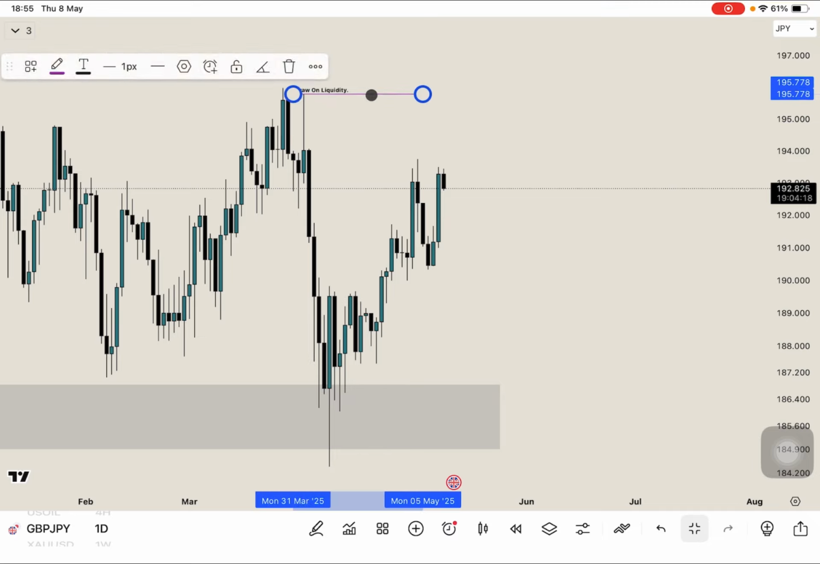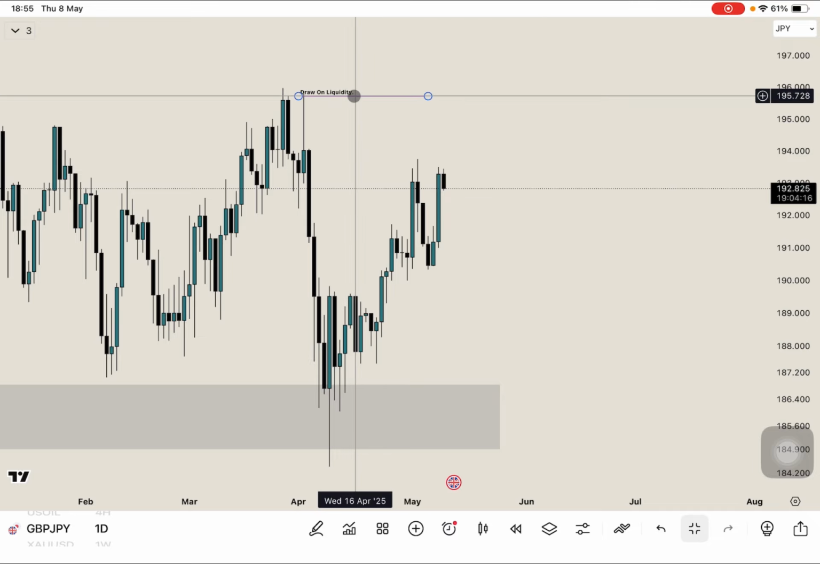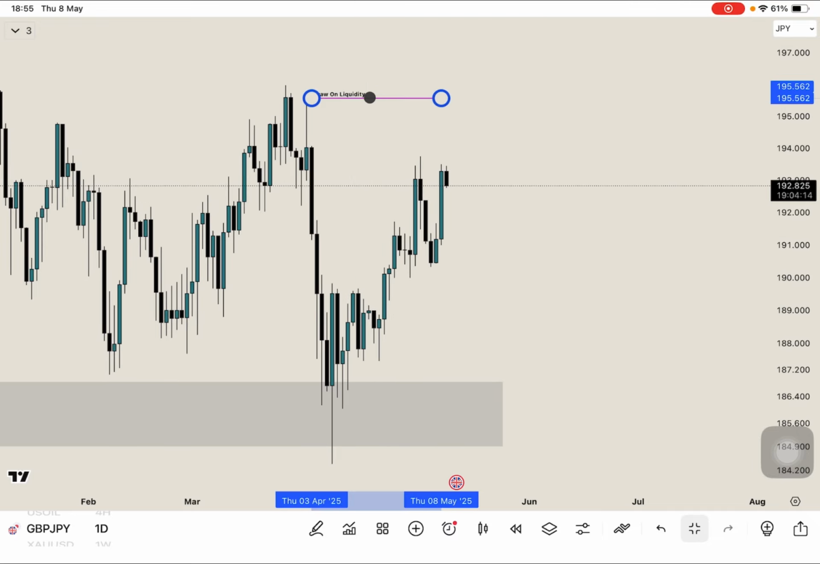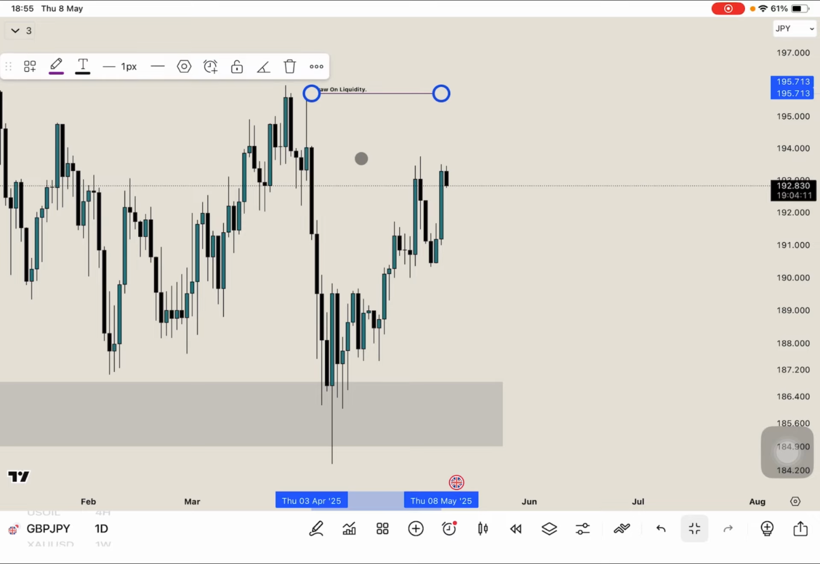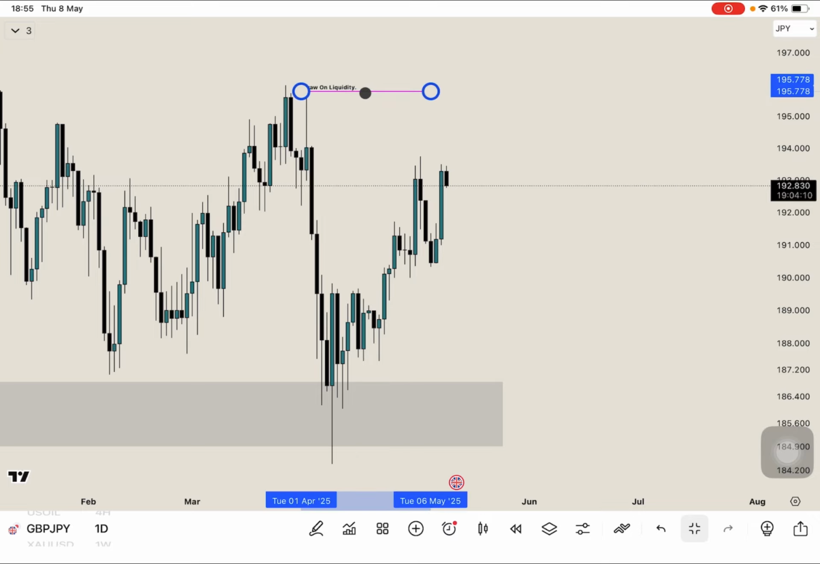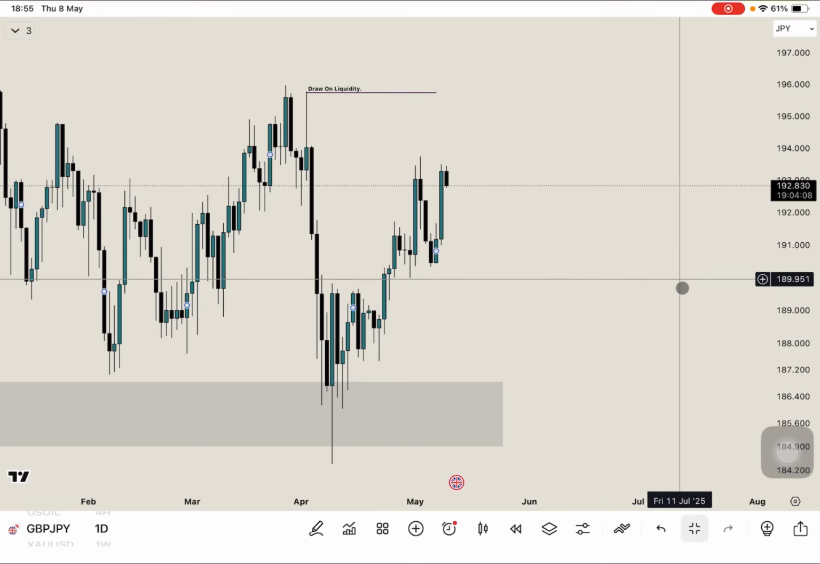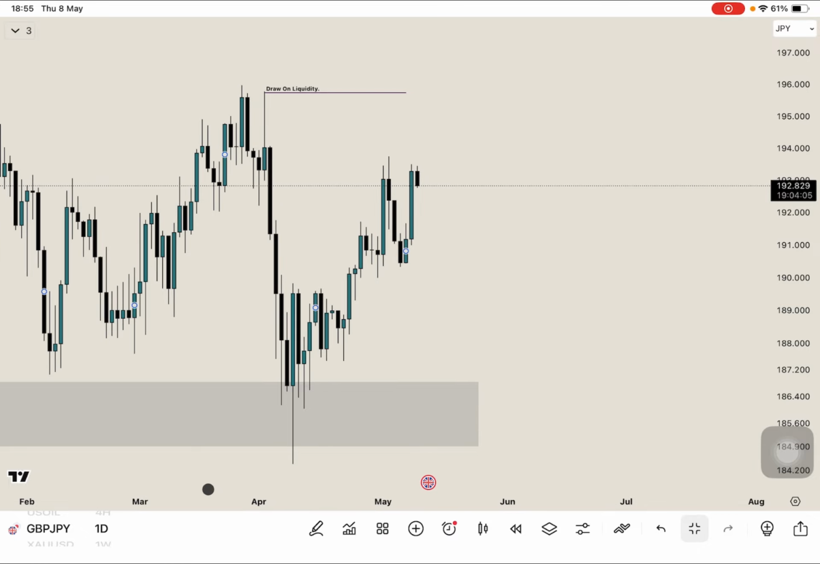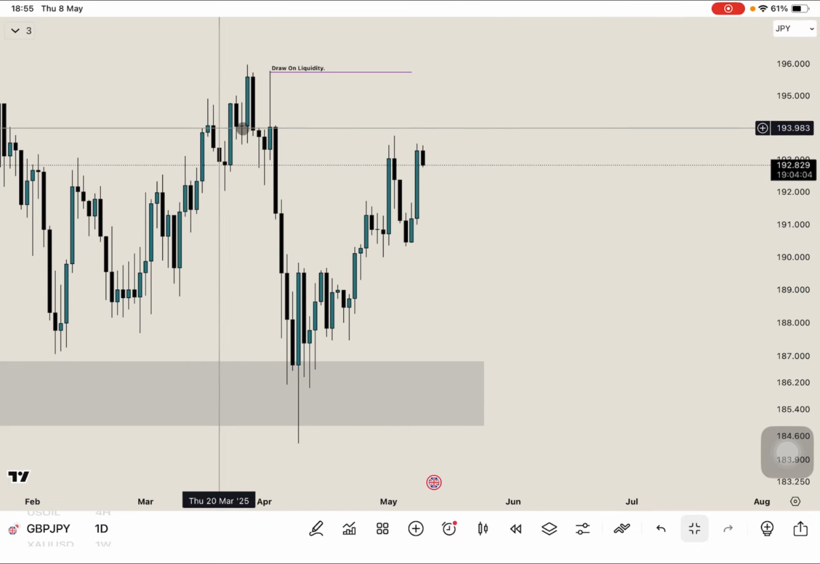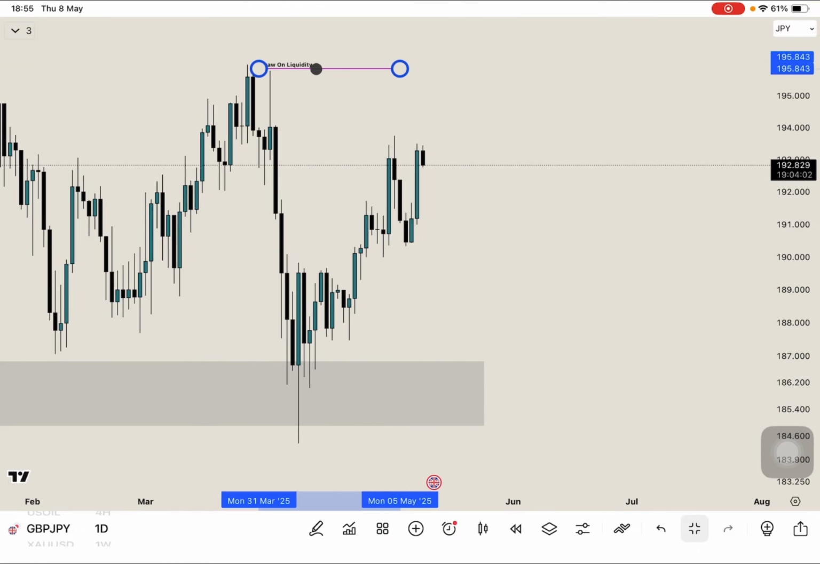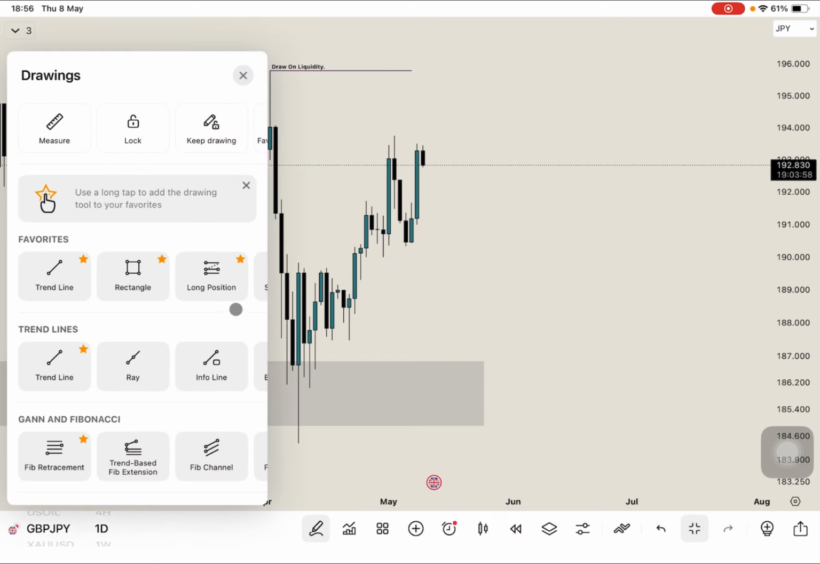So we now have a draw on liquidity here, this high. This high is our draw on liquidity. So now let's check, are we in premium or discount? Which daily PD array would we use?